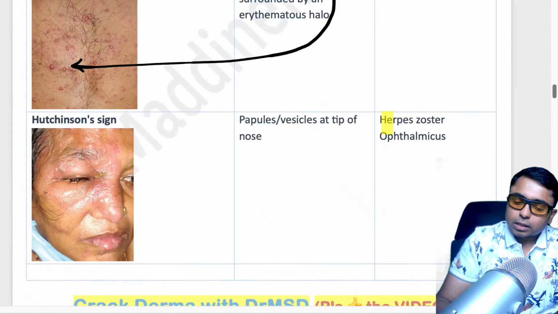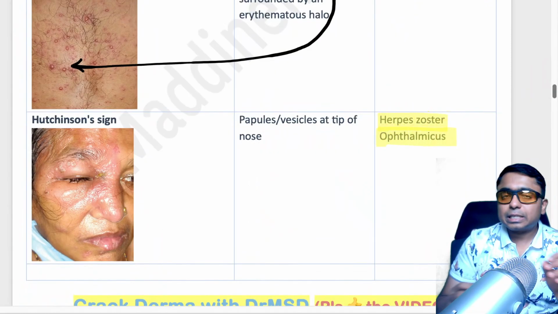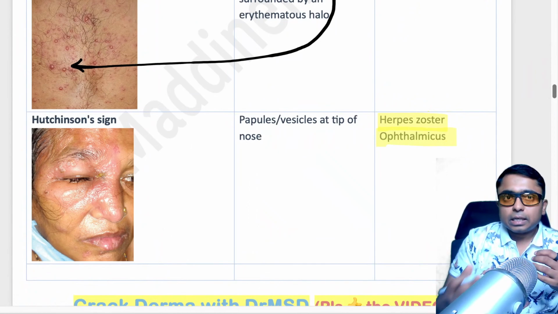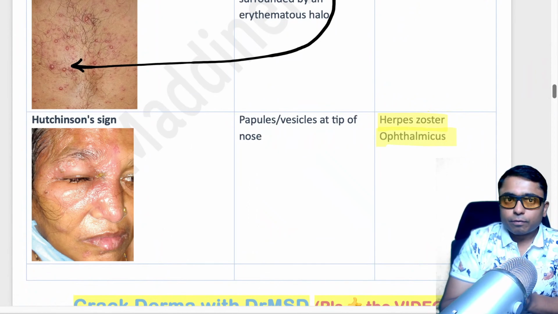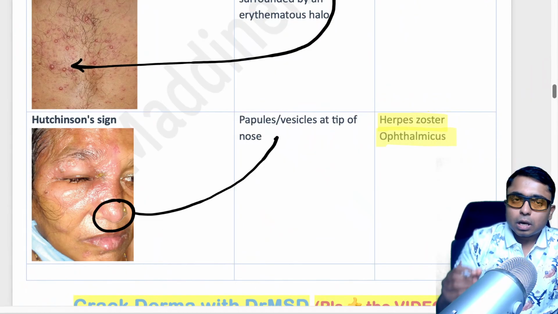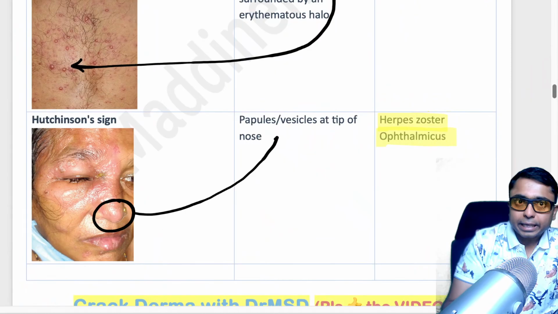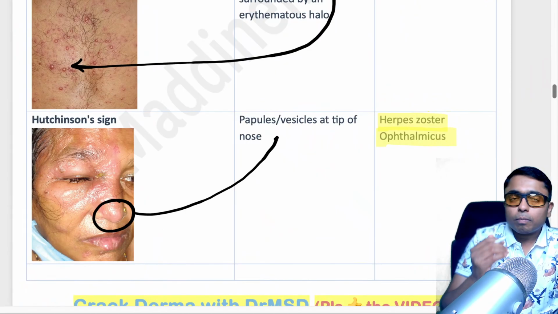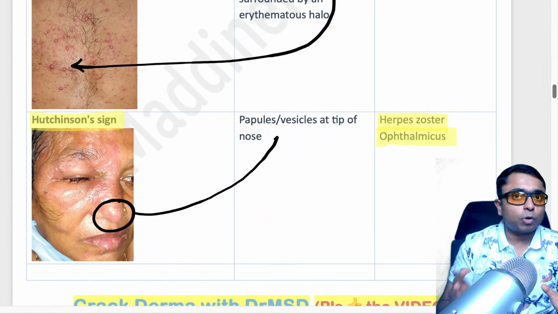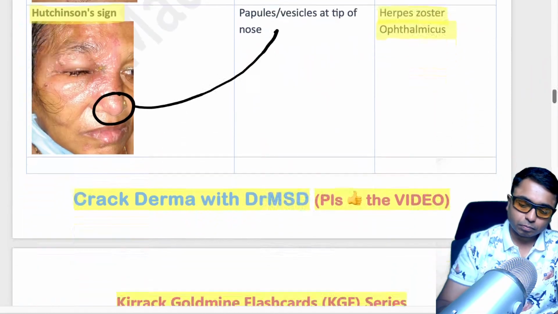Next, we have the herpes zoster ophthalmicus. This is a reactivation of the varicella zoster virus. So whenever there is a facial involvement, remember, if there is a lesion present over the tip of the nose, it is going to tell that there is going to be involvement of the eye because of the common nerve supply, the nasociliary nerve, and this finding is called as Hutchinson sign. Very important, Hutchinson sign.